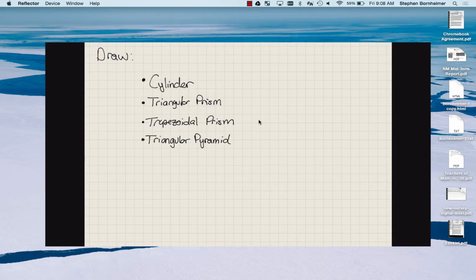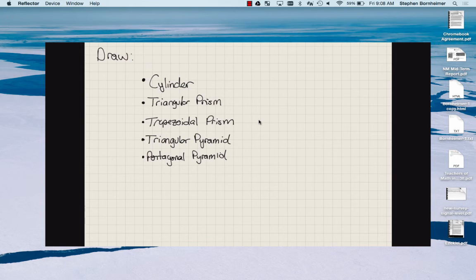Okay. You have to draw a cylinder, a triangular prism, a trapezoidal prism, a triangular pyramid, and a pentagonal pyramid. We haven't drawn any of these but the cylinder. So you've got to kind of figure this out. Pentagonal pyramid, what do you think that's going to have?